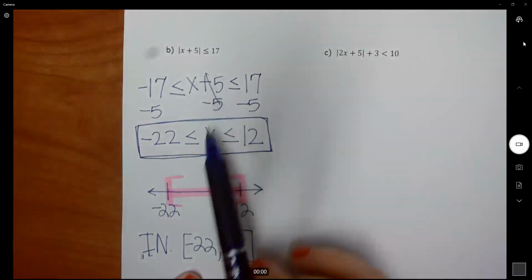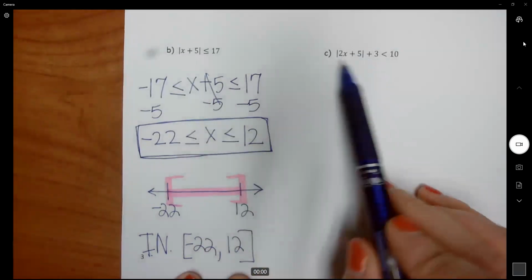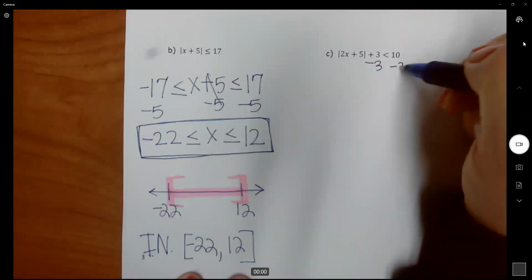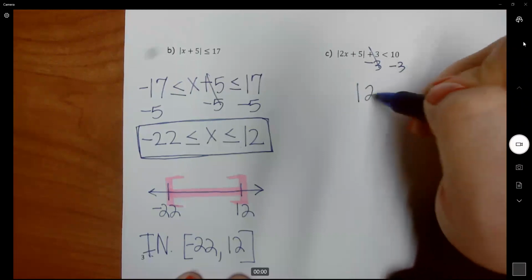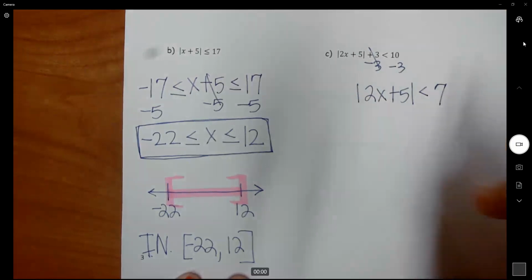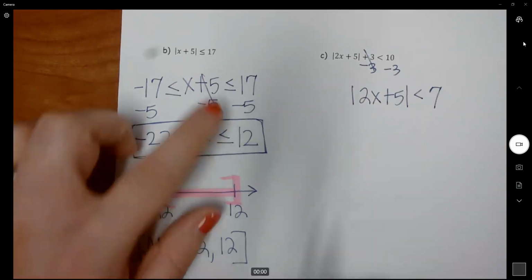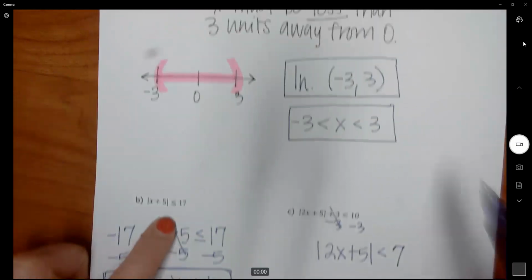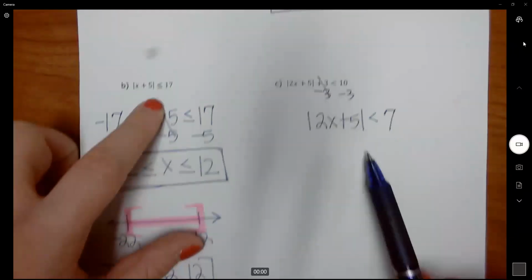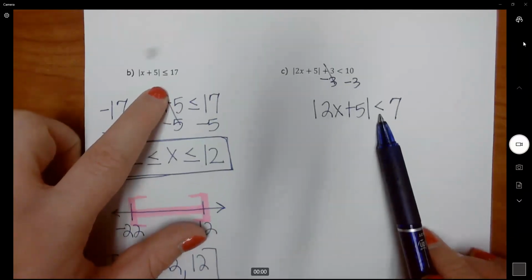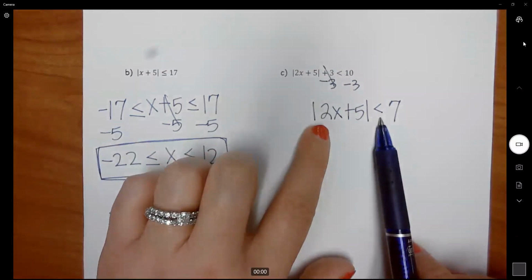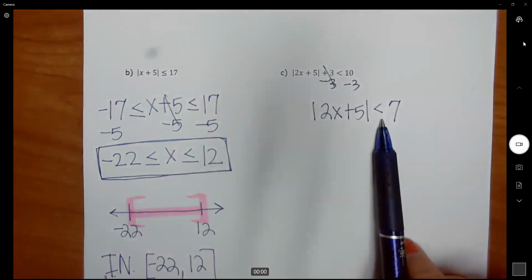Okay, before I can set up my compound inequality, you've got to get this absolute value portion isolated. And we'll do that by subtracting 3 over. So I've got the absolute value of 2x plus 5 is less than 7. And I probably should have noted it on this one, but we are using this method here because we have a less than or equal to sign right here. So now that I have the absolute value portion isolated and I can see that this is a less than sign, I know I need to set up a compound inequality.